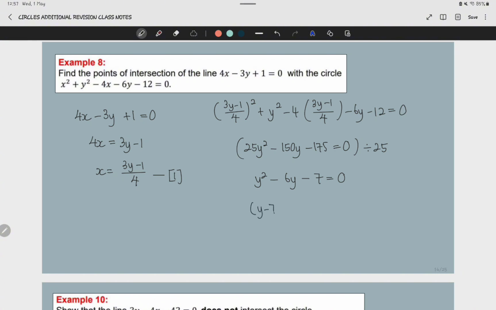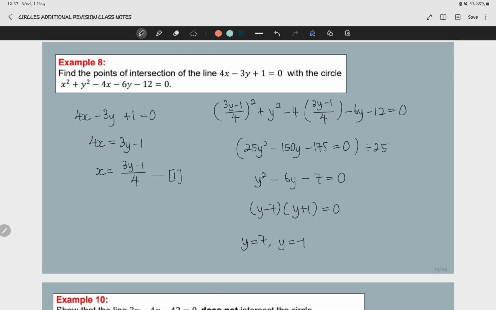You will get y minus 7, and then y plus 1 equals 0. So you have 2 points already, whereby the points have y equals 7 on it and y equals negative 1. Substitute into either equation, the straight line equation or your circle equation, because the intersection point will give the same point.